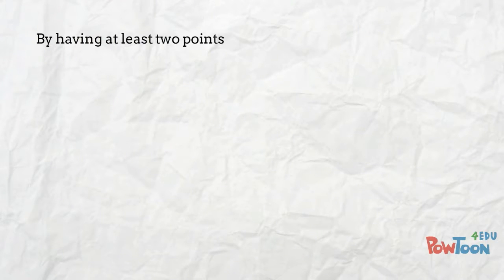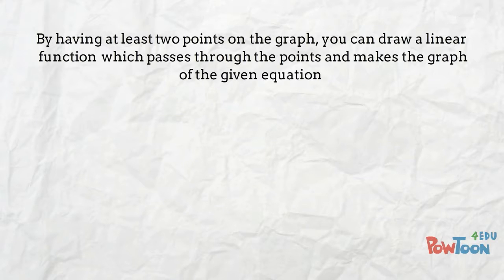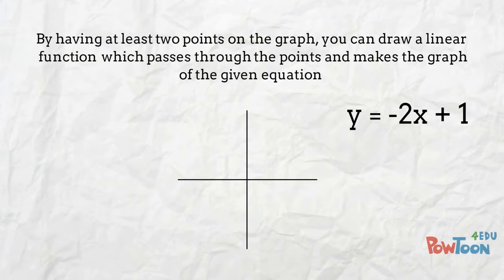By having at least 2 points on the graph, you can draw a linear function which passes through the points and makes the graph of the given equation. For y equals negative 2x plus 1, it will look something like this.